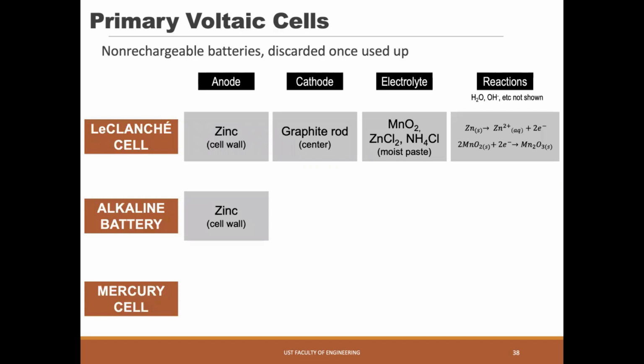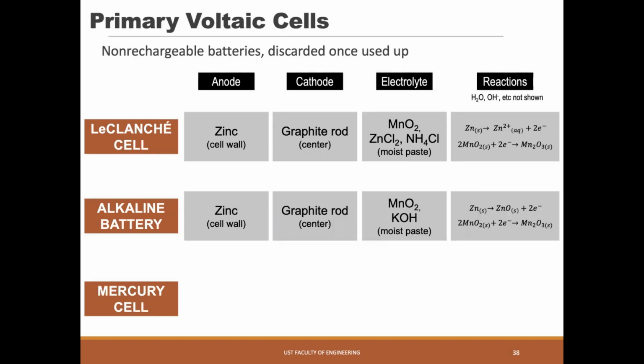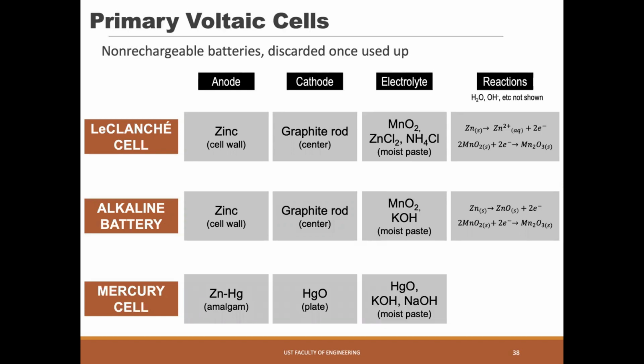So an alkaline battery is almost similar to a Leclanché cell, which uses zinc and graphite, but this time it uses potassium hydroxide instead of zinc chloride or ammonium chloride as part of its electrolyte. So again, we have the two half reactions shown here. And the last type or example that we have for primary voltaic cell is a mercury cell, which is a mixture of zinc and mercury reacting with mercury(II) oxide as its cathode as well as its electrolyte. So we have a variation in the reaction, but again, the general gist is that we have a redox reaction occurring. So one is oxidation and the other one is reduction.